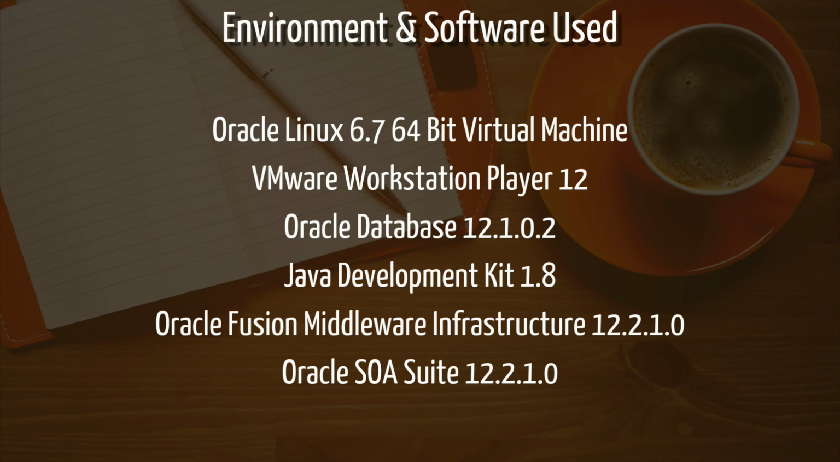And we'll be using Fusion middleware infrastructure 12.2.1.0, which installs WebLogic 12c, Oracle Common and Repository Creation Utility. For this release of SOA Suite, we don't need to install WebLogic and RCU separately like we do for 11G versions of SOA Suite. WebLogic and RCU will be installed as part of infrastructure installation. And finally, we'll be installing 12.2.1.0 version of Oracle SOA Suite.